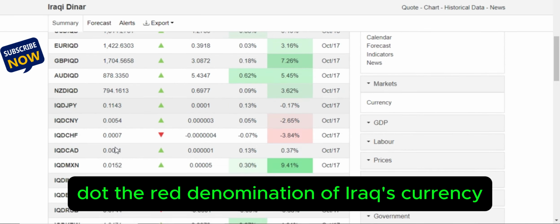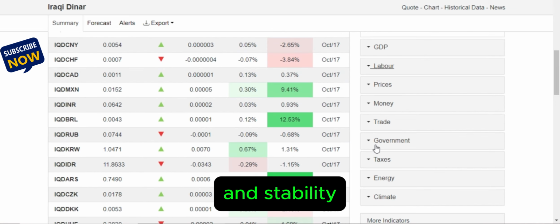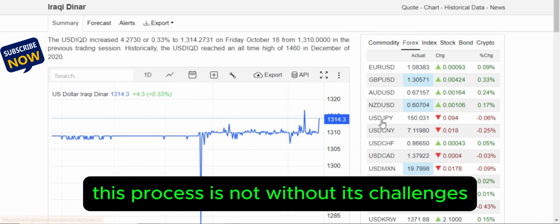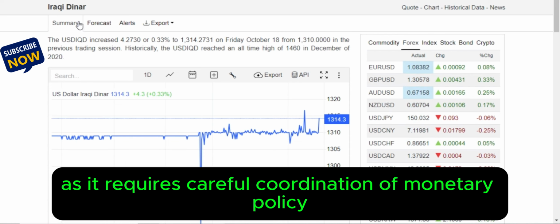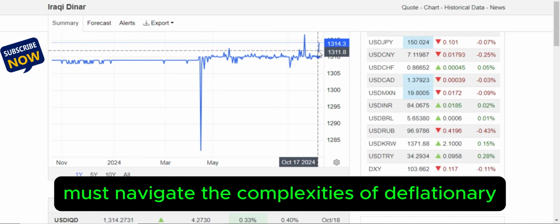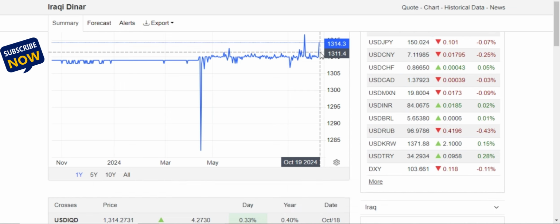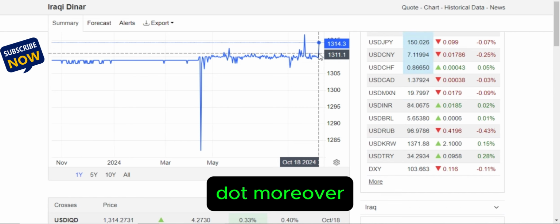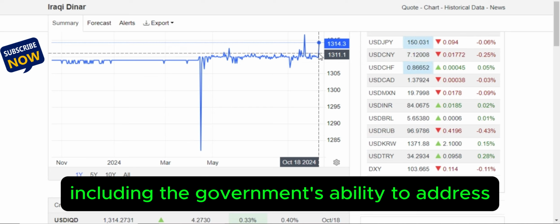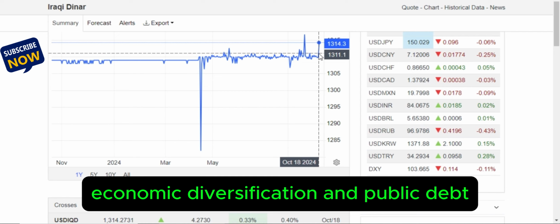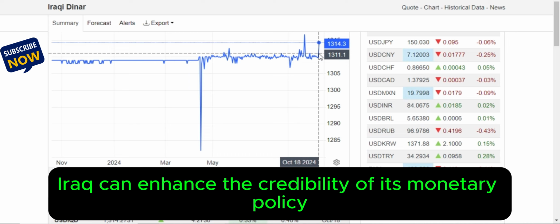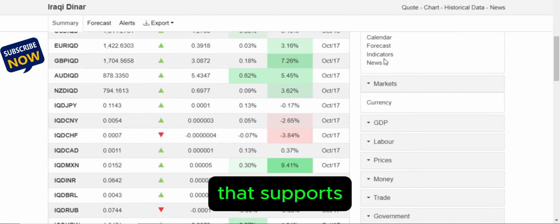The redenomination of Iraq's currency is a significant step towards economic normalization and stability, with the potential to restore the dinar's value and improve the overall monetary system. This process is not without its challenges, as it requires careful coordination of monetary policy, exchange rate management, and fiscal measures to ensure a smooth transition. The government and central bank must navigate the complexities of deflationary pressures, public expectations, and the need to maintain economic growth while implementing redenomination. Moreover, the success of the redenomination process will depend on the broader political and economic environment, including the government's ability to address structural issues such as corruption, economic diversification, and public debt. By tackling these issues alongside the currency reform, Iraq can enhance the credibility of its monetary policy and foster a more stable economic environment that supports the long-term strength of the dinar.